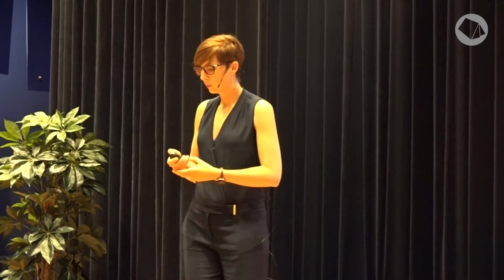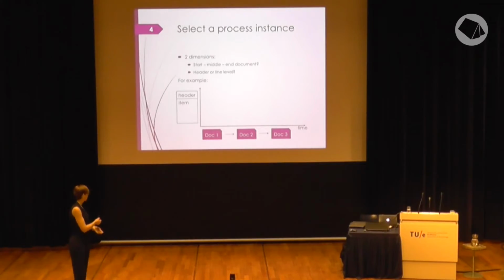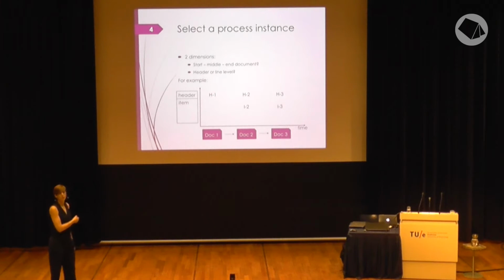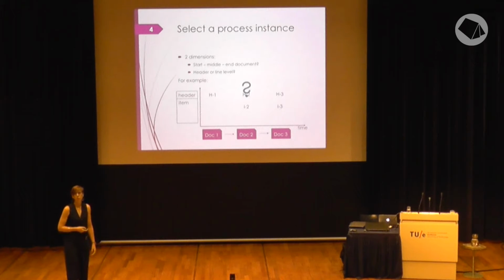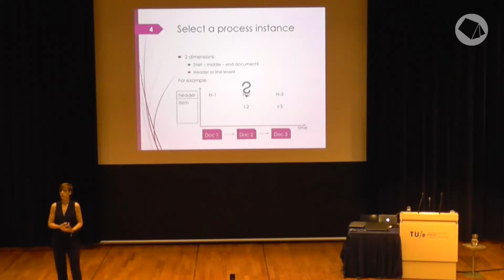So put visually, you can have 3 documents in time. So which document are you going to take? And maybe, for example, document 1 only has a header level, so there's only one option, but maybe document 2 and 3 also have an item level. The ultimate question is, which of the 5 combinations are we going to select as a process instance?